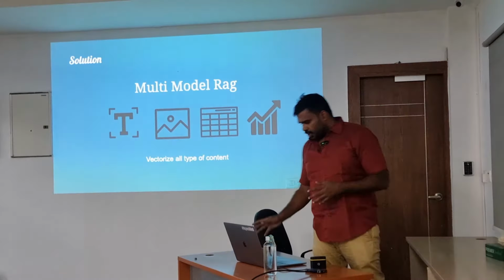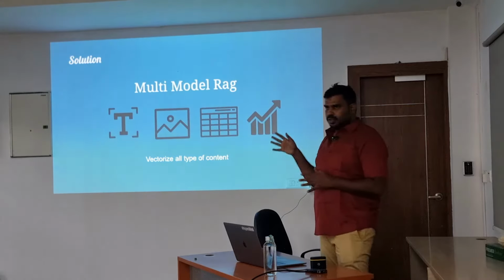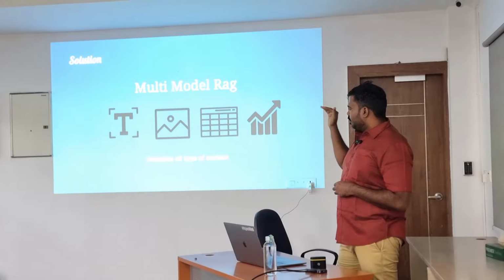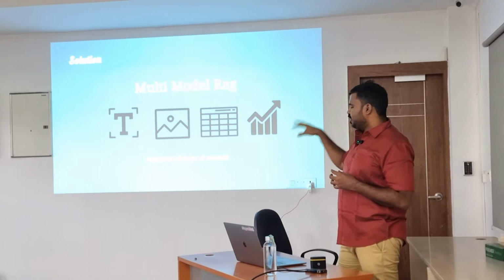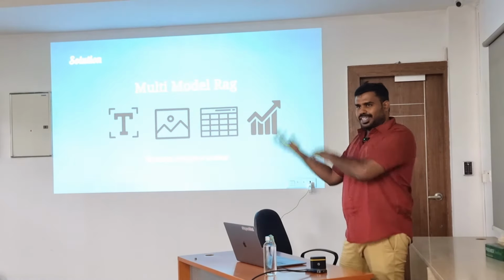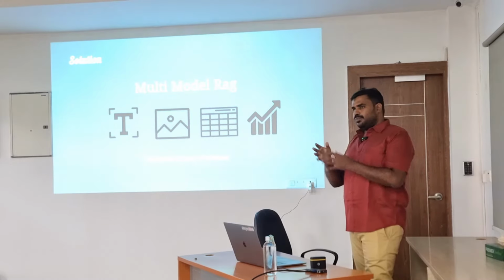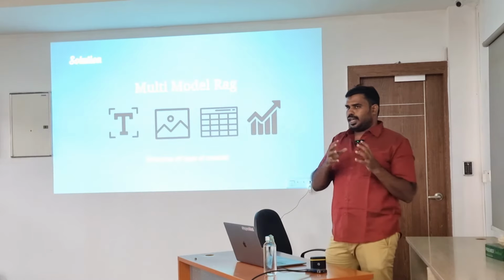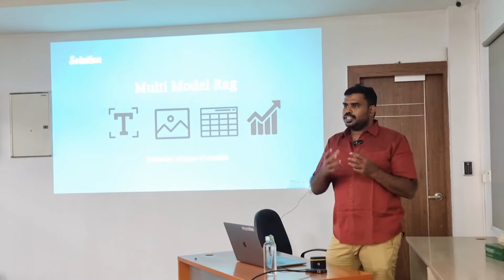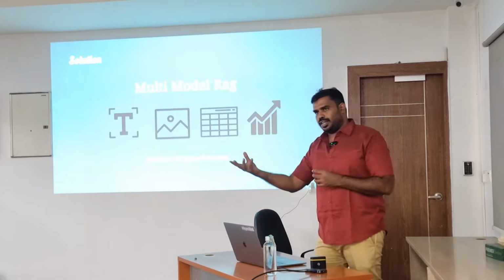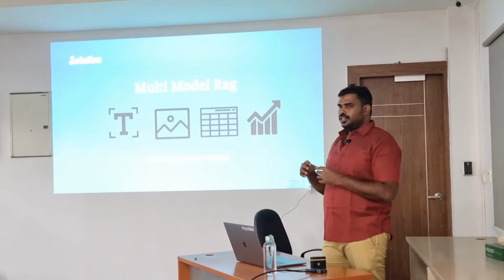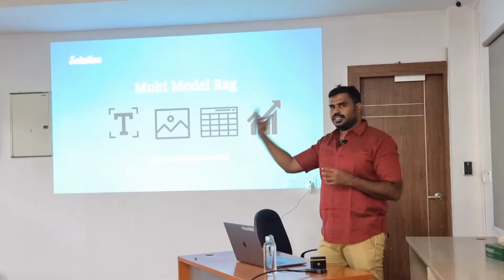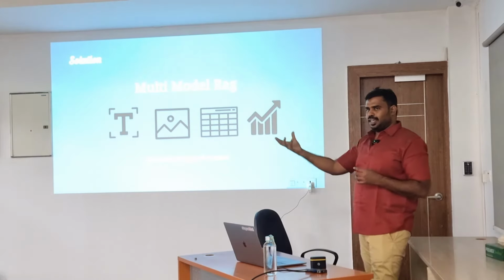So the solution is multimodal RAG. So what is multimodal RAG? We are going to include all the text, image, table, graphs, everything as a vector. A vector is nothing but numbers. You can convert a text into a vector, an image into a vector, audio into a vector, or anything into a vector. If any input goes in, it comes out as a vector, that is numbers.